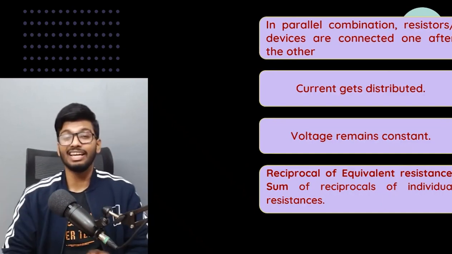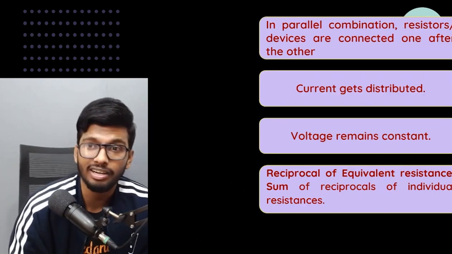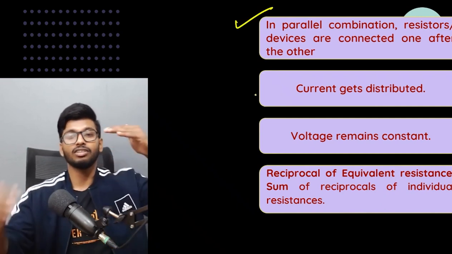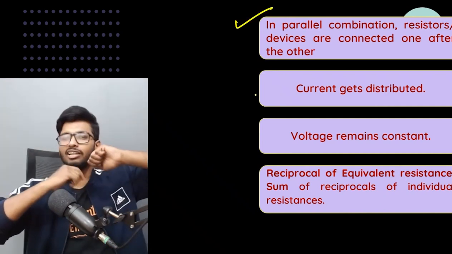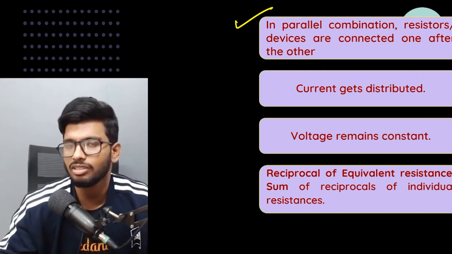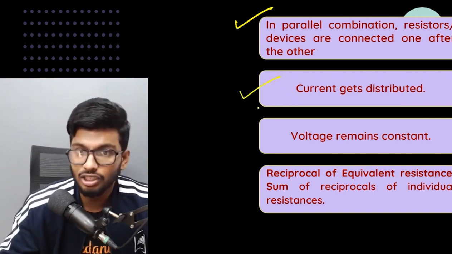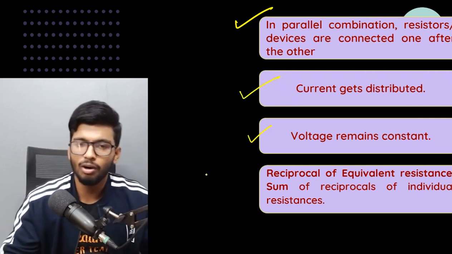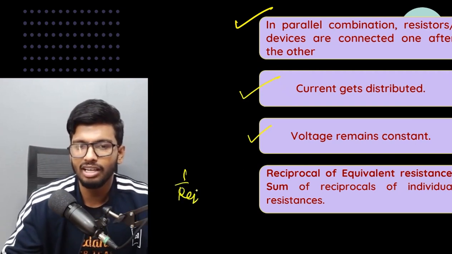So again, people, the key takeaway points that you need to remember in parallel connection is this. In parallel connection, the resistors are connected one after the other, basically vertically they're connected. So both the ends of the resistors are connected. Here current gets distributed, but voltage remains exactly the same. And here, the equivalent resistance is 1 by R equivalent is equal to 1 by R1 plus 1 by R2.